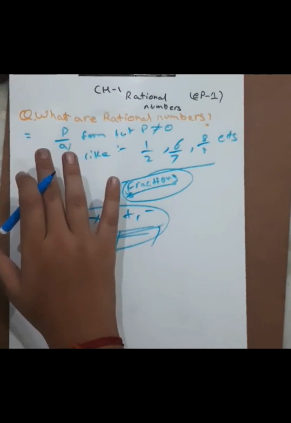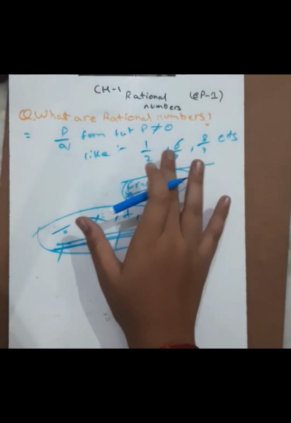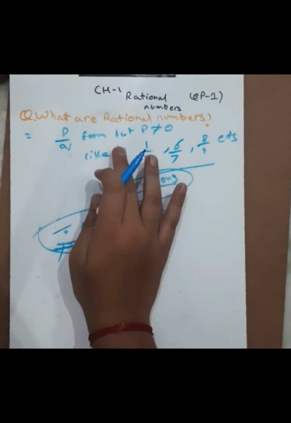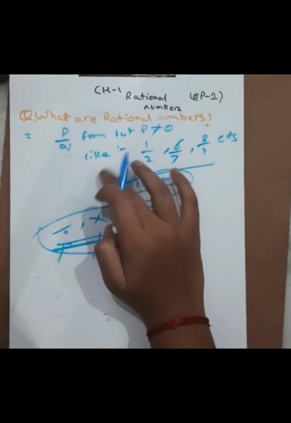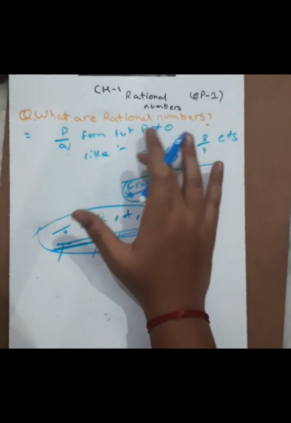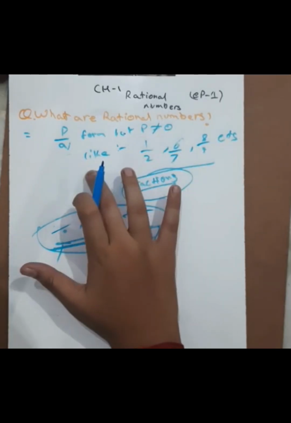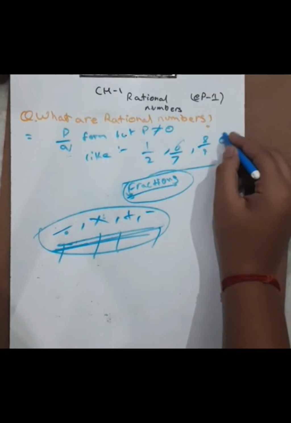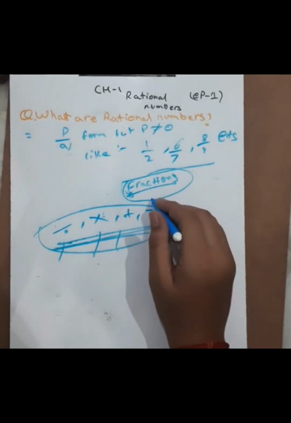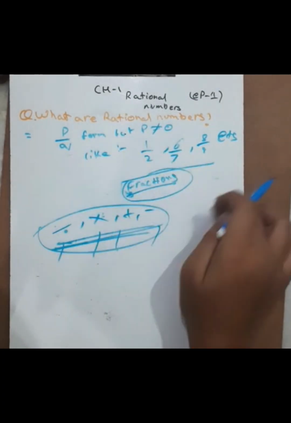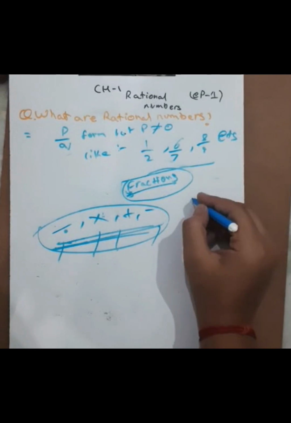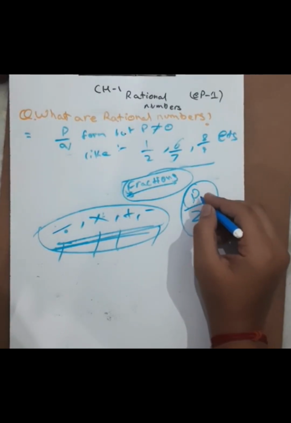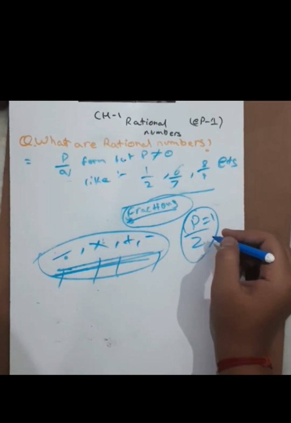So, understood the concept of rational numbers? What are rational numbers? They are the numbers which are in P by Q form, but P is not equal to 0. Like 1 by 2, 6 by 7, 8 by 9, etc. So basically they are in fractional form. This is P equals 1.